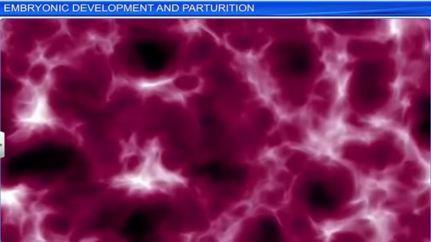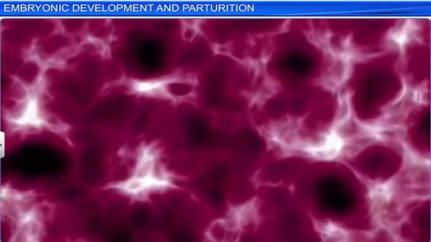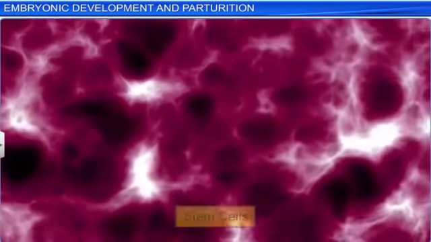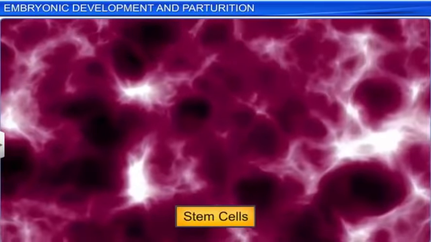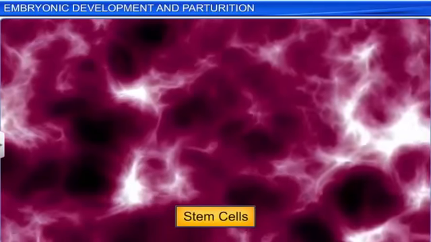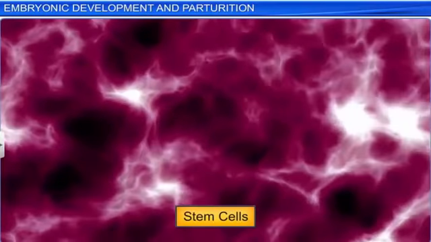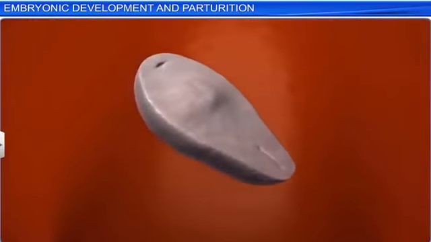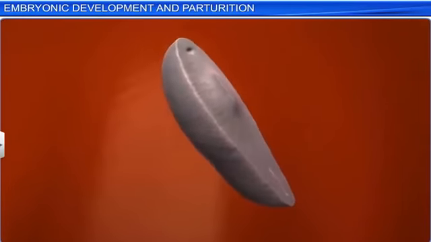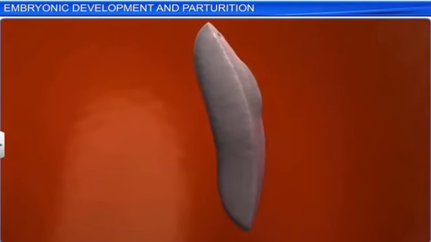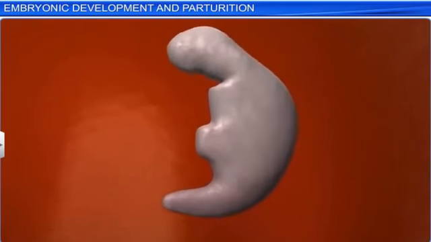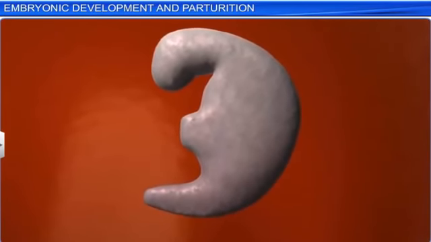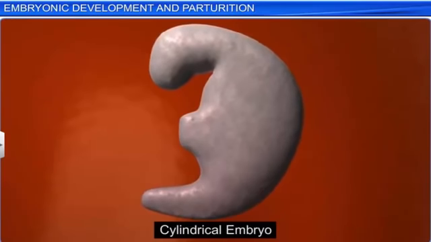Did you know that apart from the 3 germ layers, the embryonic disc also contains certain cells called stem cells, which have the ability to give rise to all the tissues and organs present in the human body? As the embryonic disc grows, the cells of one side of the disc grow faster than those on the other side. This causes the disc to roll and form a cylindrical embryo.